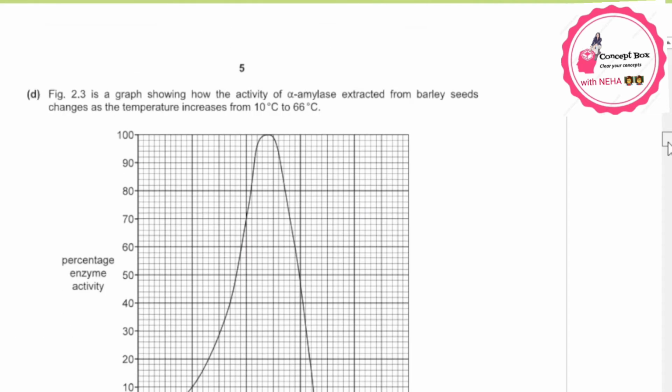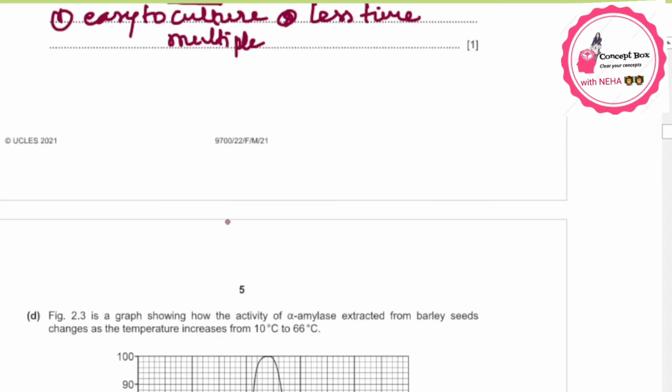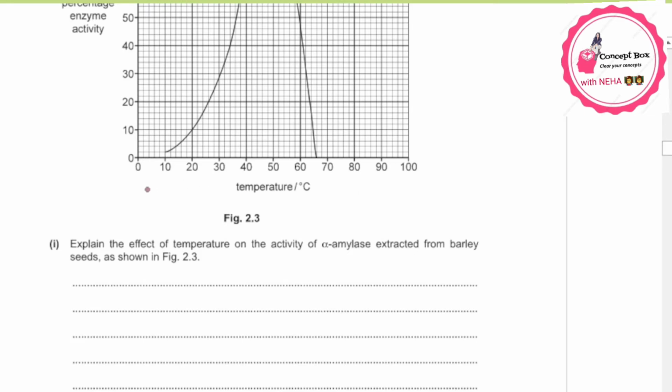So these are the advantages. Now third, the graph is given showing how the activity of the alpha amylase extracted from the barley seeds changes as the temperature increases from 10 degrees to 66 degrees Celsius. We know that when we increase the temperature, first the enzymatic activity increases, and then on reaching the optimal temperature, the enzymatic activity becomes deactivated, or very inactive. Okay, it becomes very slow.